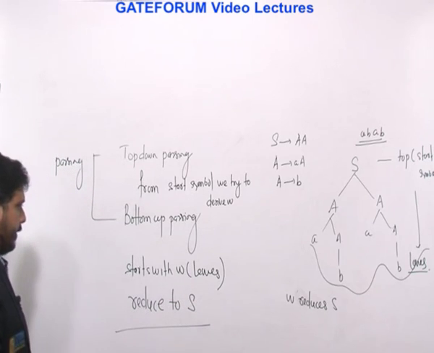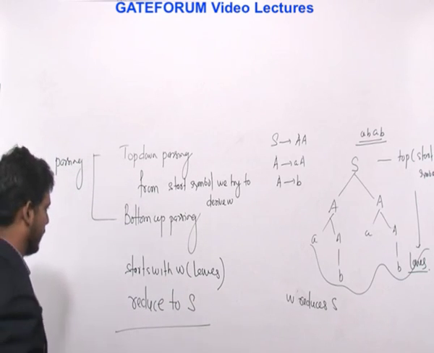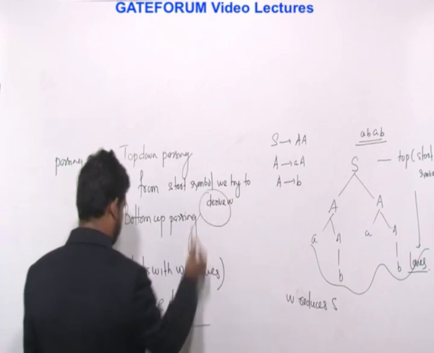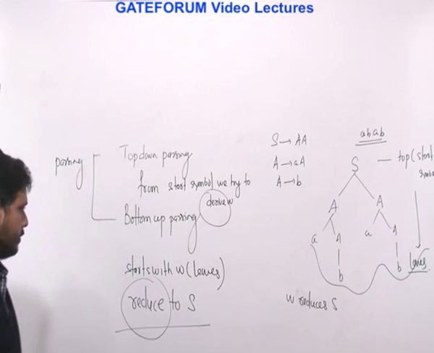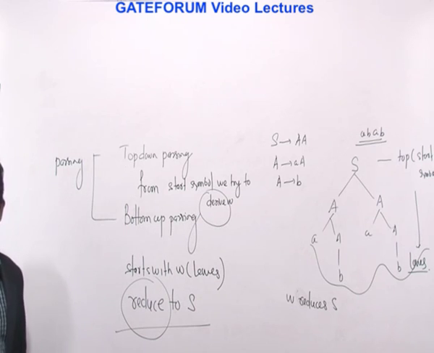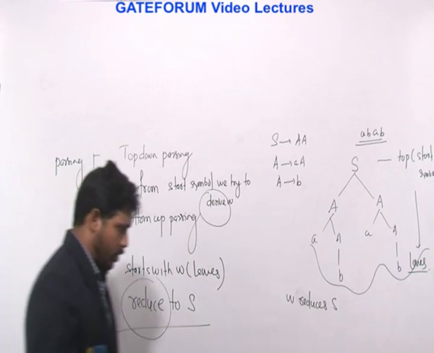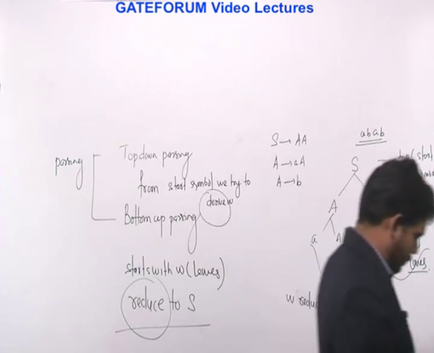So there is one way of going top to bottom, that is derivation, where we try to derive. And in the other case the term is reduction. So derivation and reduction: S to W or W to S, top down or bottom up.